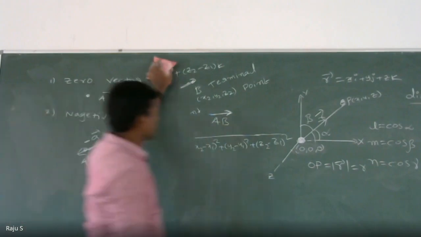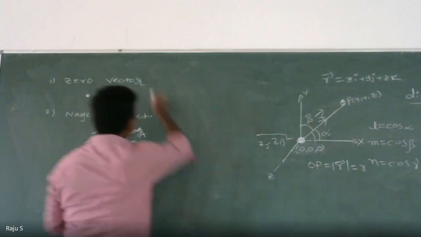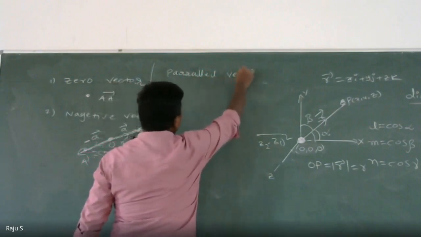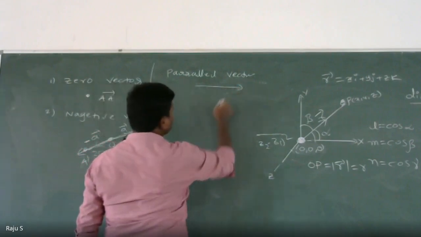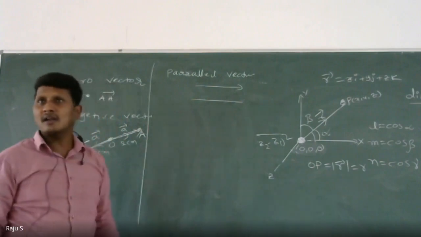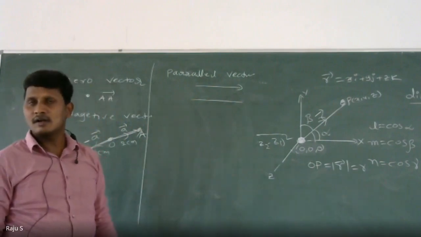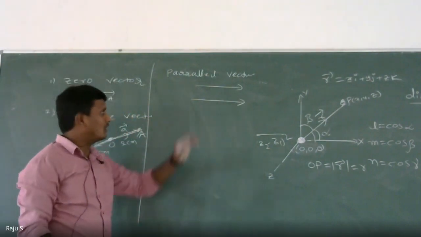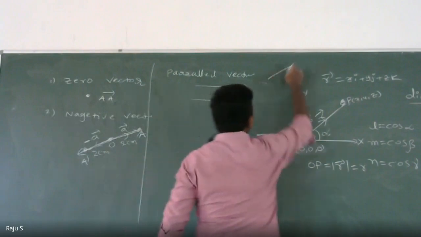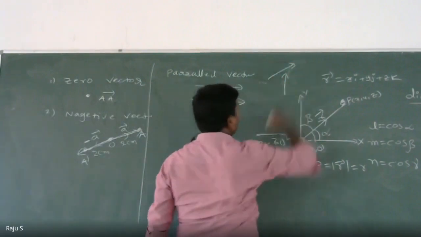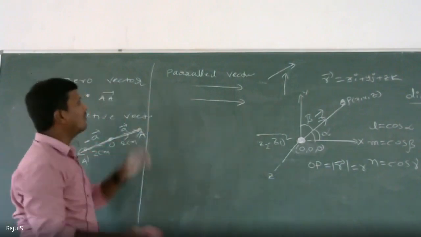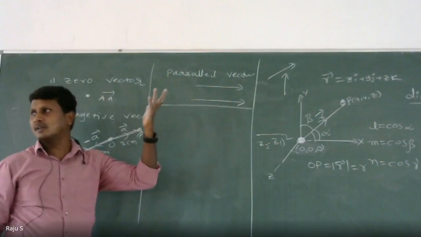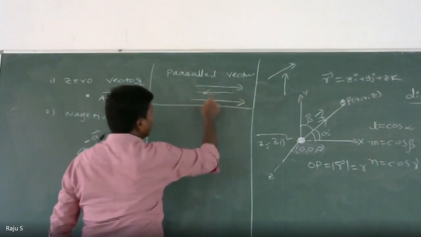This is about negative. Next, coming to parallel vector. What is meant by parallel vector? I'm taking this vector. Parallel means same direction. If the vectors have opposite direction, now what about these vectors? These vectors are parallel. What about these two vectors? Not parallel. Okay, parallel vector means it may be the same direction, it may be opposite direction also. These three are parallel vectors.